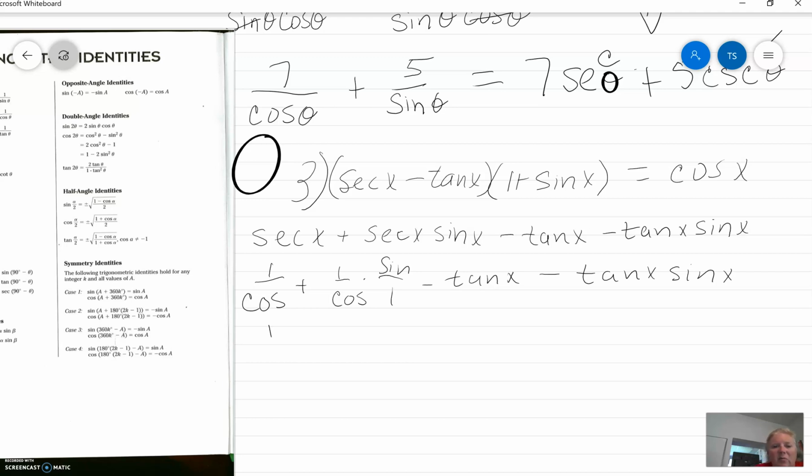Okay, 1 over cosine plus sine over cosine minus tangent minus tangent x sine x.